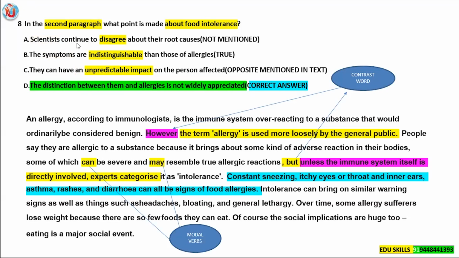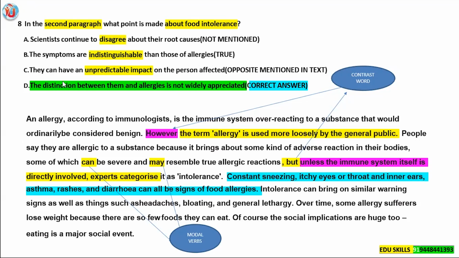So answer option A. Scientists continue to disagree about their root causes. When we read this text, the scientists did not mention any disagreement regarding the causes of food intolerance. So it is not mentioned. We are eliminating it. Answer option B. The symptoms are indistinguishable than those of allergies. Indistinguishable, that is, the symptoms of food intolerance and allergy cannot be distinguished, that is, differentiated. That is true, but it is not the point made about food intolerance. This is an about question. It is not the point which is made about food intolerance. So we are eliminating answer option B.